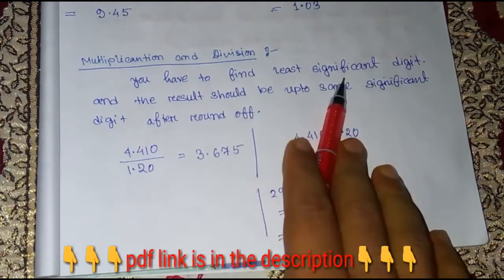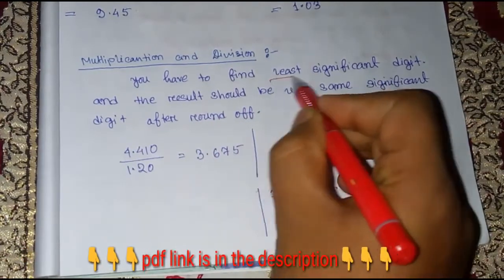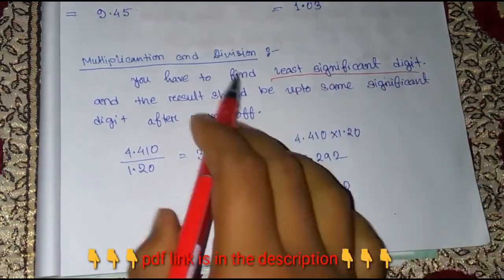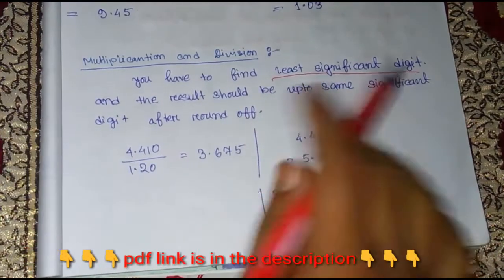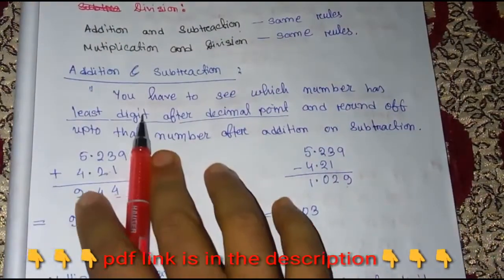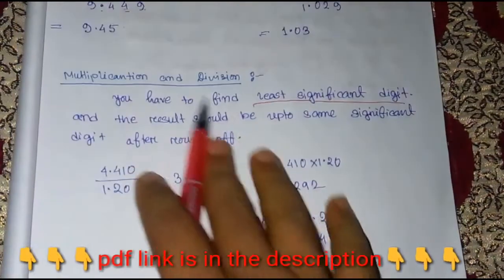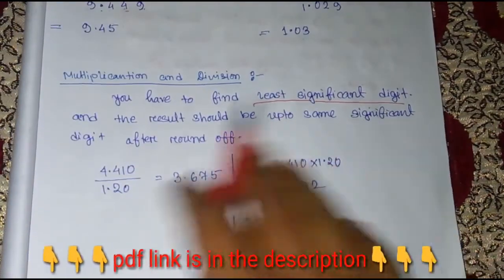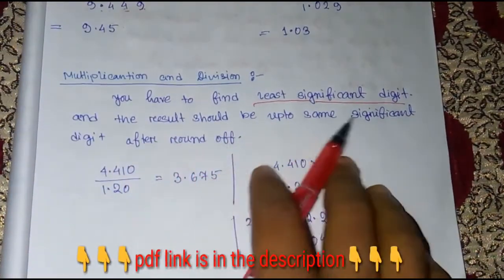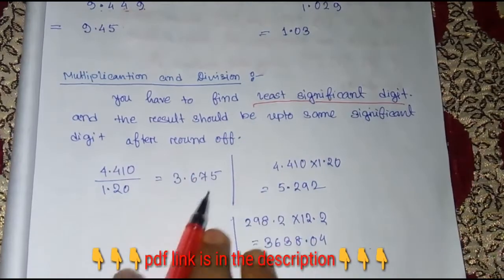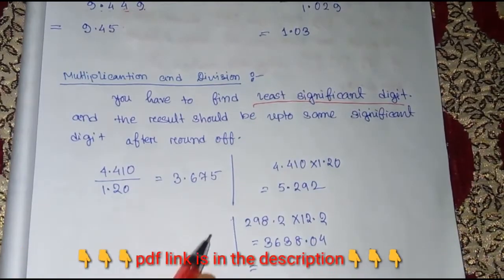So you have to find the least significant number here. For multiplication and division, you have to find the least significant digit. Here it is the least digit after the decimal point, and the result should be up to the same significant digit after round off.